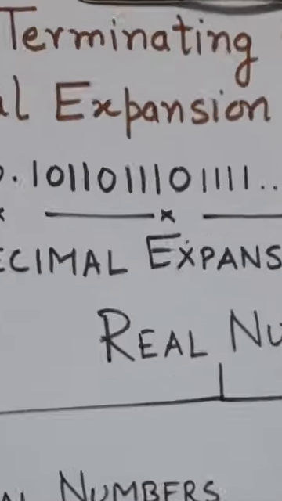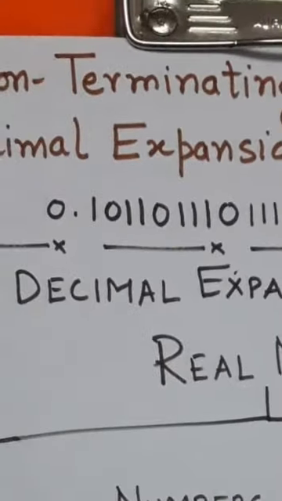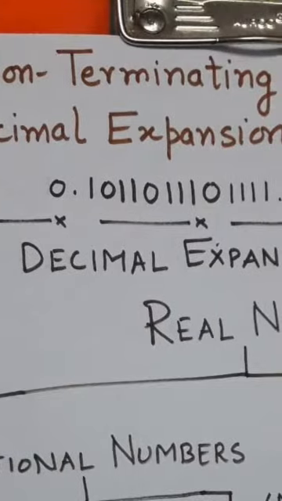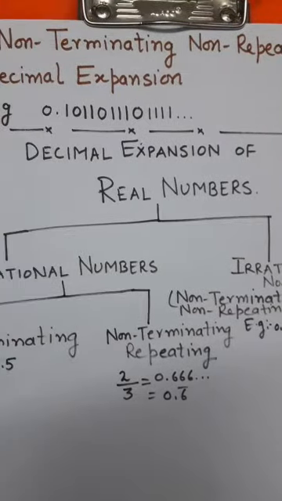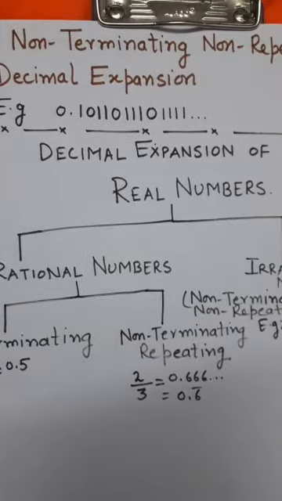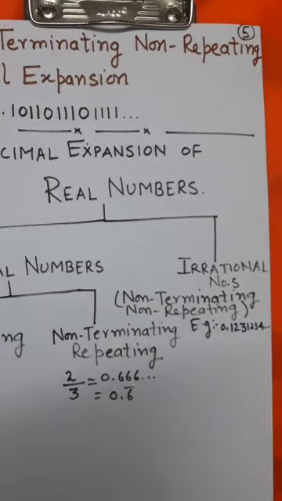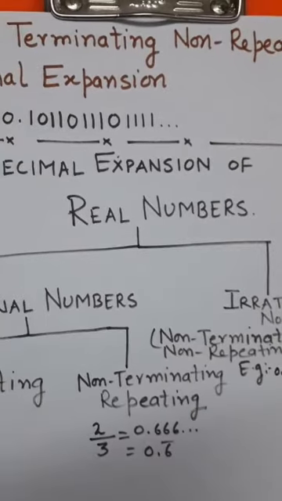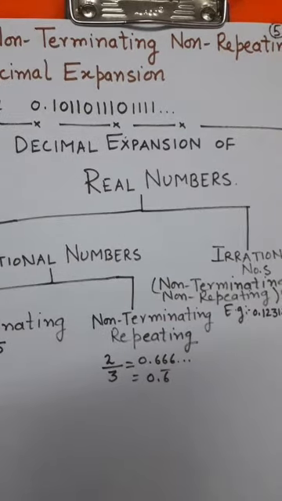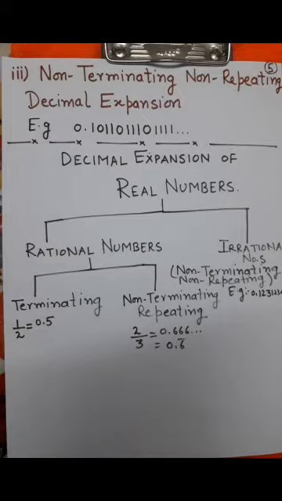The same number is not being repeated again and again. So we can't put a bar here also. This kind of decimal expansion is non-terminating because we are not getting remainder as 0, and also it is non-repeating, because the same number is not being repeated again and again. So we have three kinds of decimal expansions.